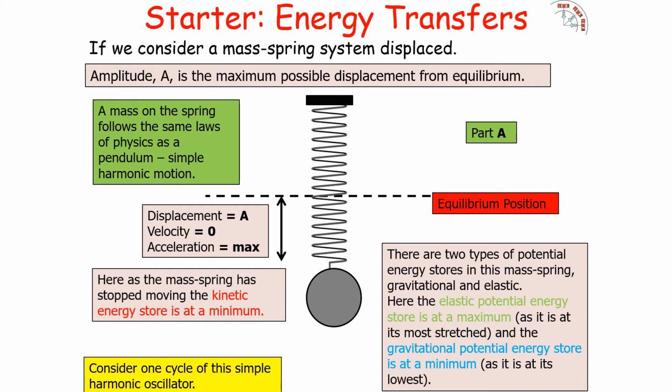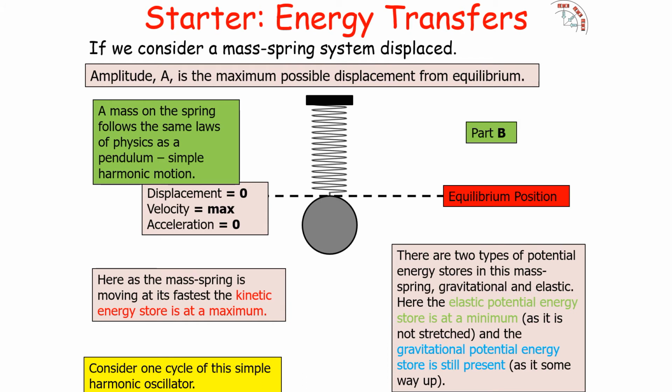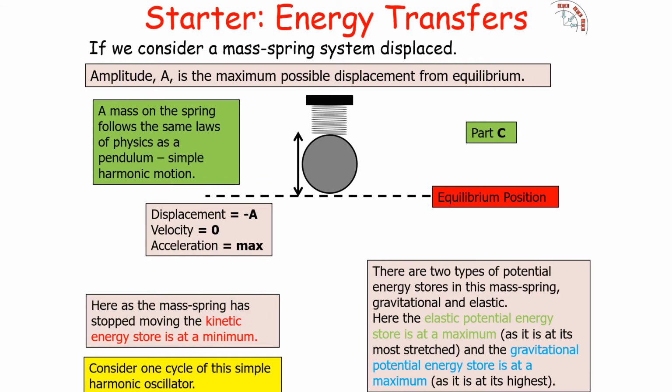So let's consider one cycle. At this point at equilibrium, the object is not stretched, so it has its elastic potential energy store at a minimum, but will still have a gravitational potential energy store, and because it's moving at its maximum speed, it will have its maximum possible kinetic energy. When you get to this point here, the spring has been fully compressed. So it's got a maximum elastic potential energy store, and its gravitational potential energy is at its maximum as it's at its highest, but it's not moving at this point, so its kinetic energy store is at a minimum.